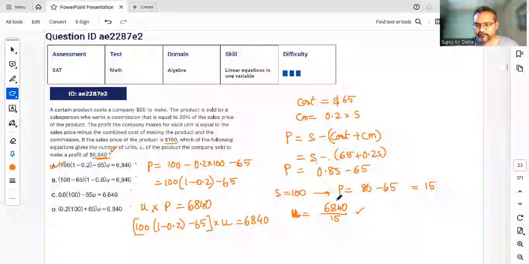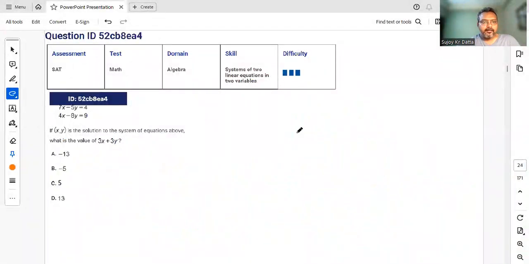Let's move on to the next one. So they're saying that for these two equations, x, y is the solution. What is the value of 3x plus 3y? So often in these cases, what people do is start solving. You don't really realize what they're asking, and you just keep on solving for the values of x and y, and then plug in and calculate and all that.